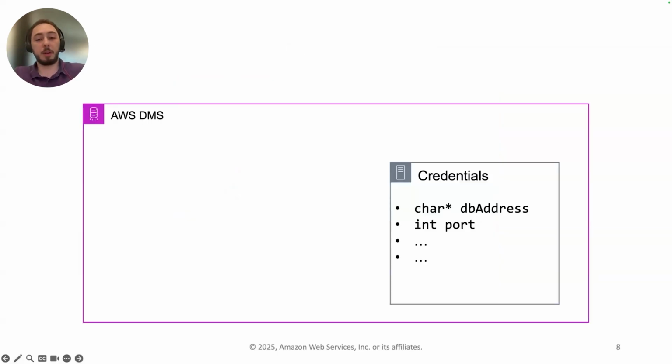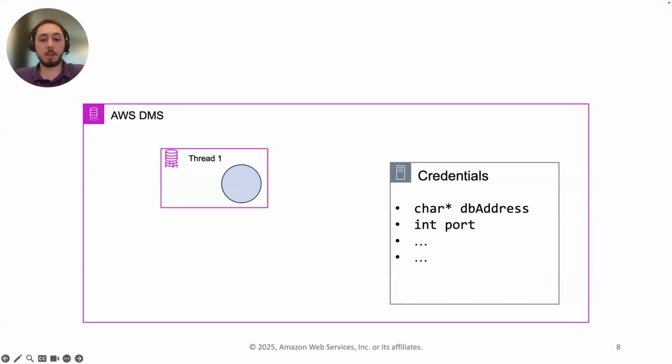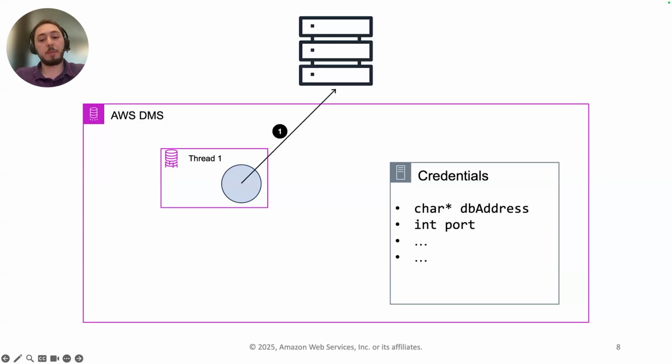Okay, let's go back to AWS DMS and the credential structure. We also have a thread which wants to connect to a database. It has a memory pool. To find out where this database lives, it must get this information somehow. Let's say it needs to ask somebody where this database lives, and that somebody would be this server at the top.